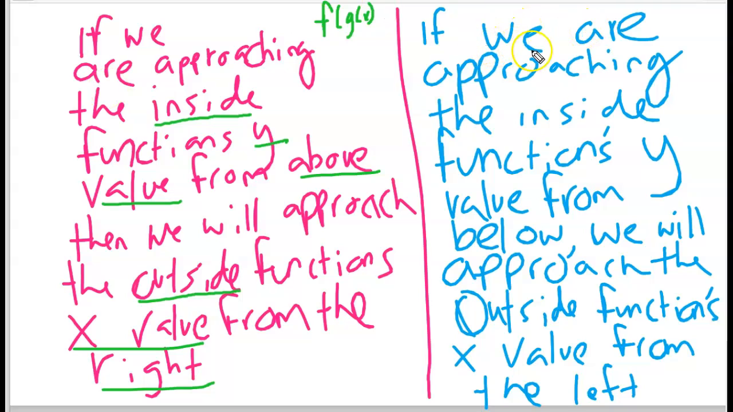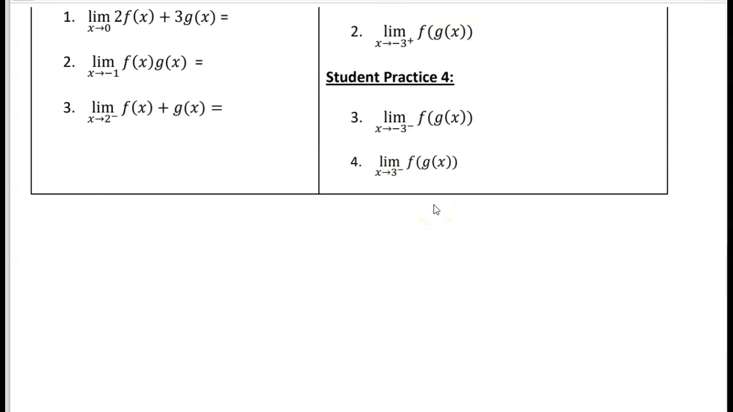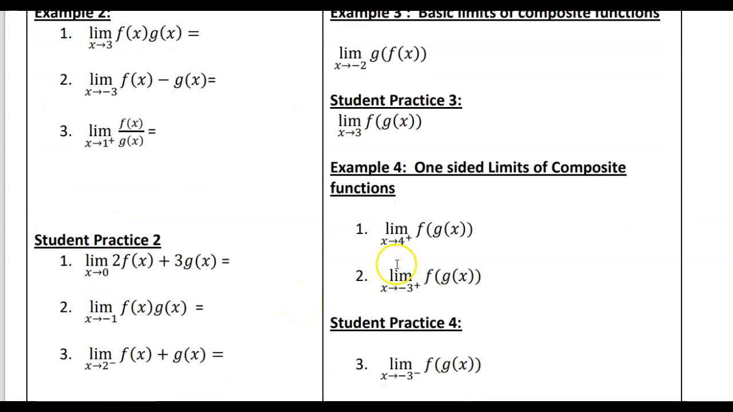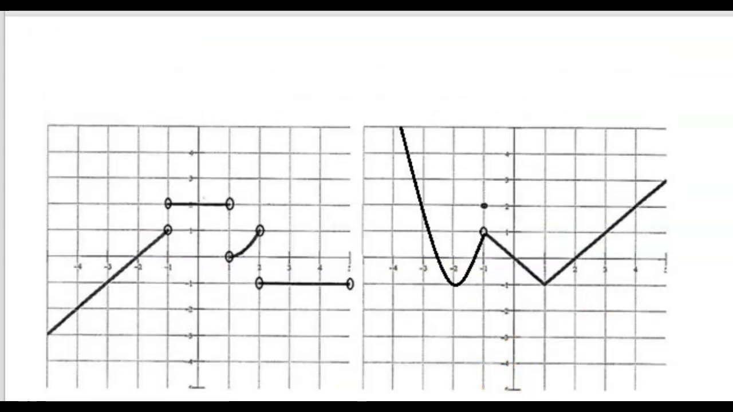And contrarily, if we are approaching the inside function's y value from below, we will approach the outside function's x value from the left. Okay, so let's do one more example now that we've got all that regularized. Go ahead and take a look at example 4, number 2. I want to approach -3 from the right of my function f of g of x.